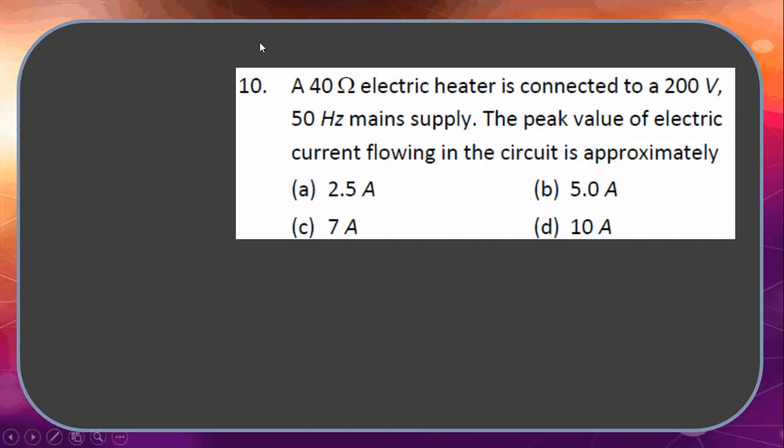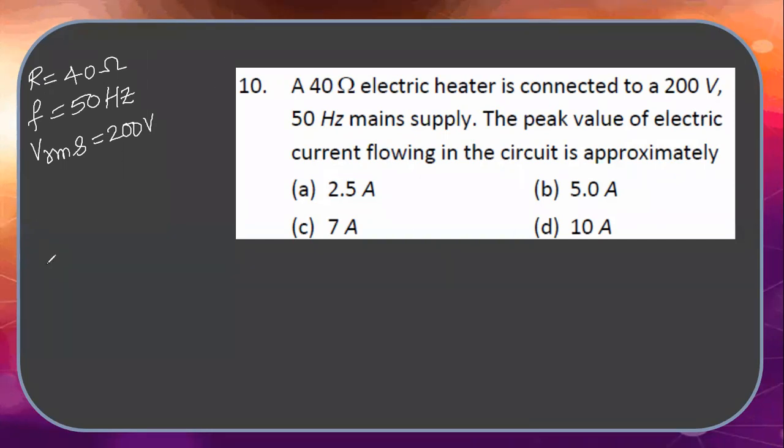It is given that resistance R is 40 ohms. An electric heater is connected to a power supply of 220 volt, frequency F is 50 hertz, VRMS is equal to 200 volt. The peak value of electric current in the circuit is approximately? We have to calculate the peak value of the current.